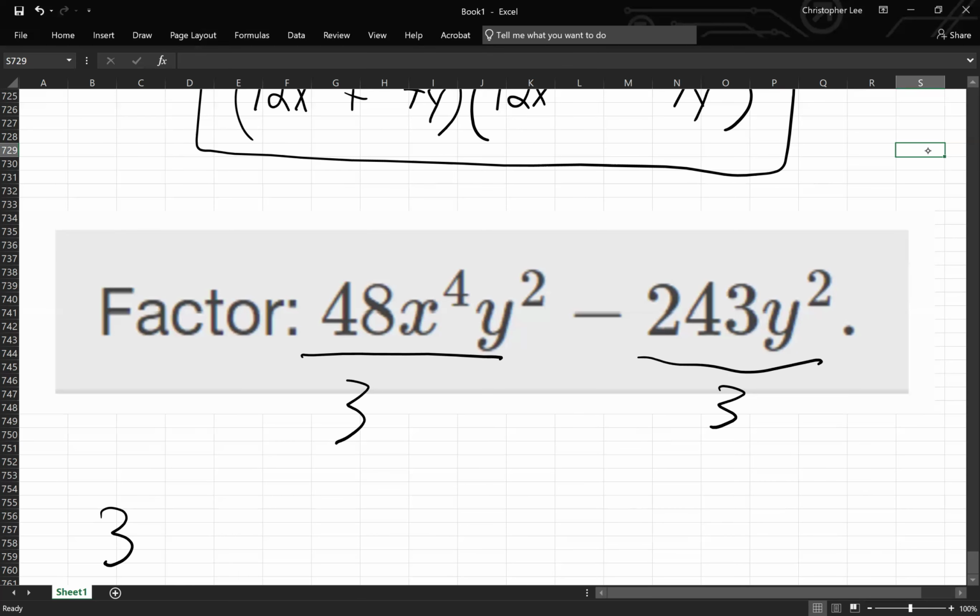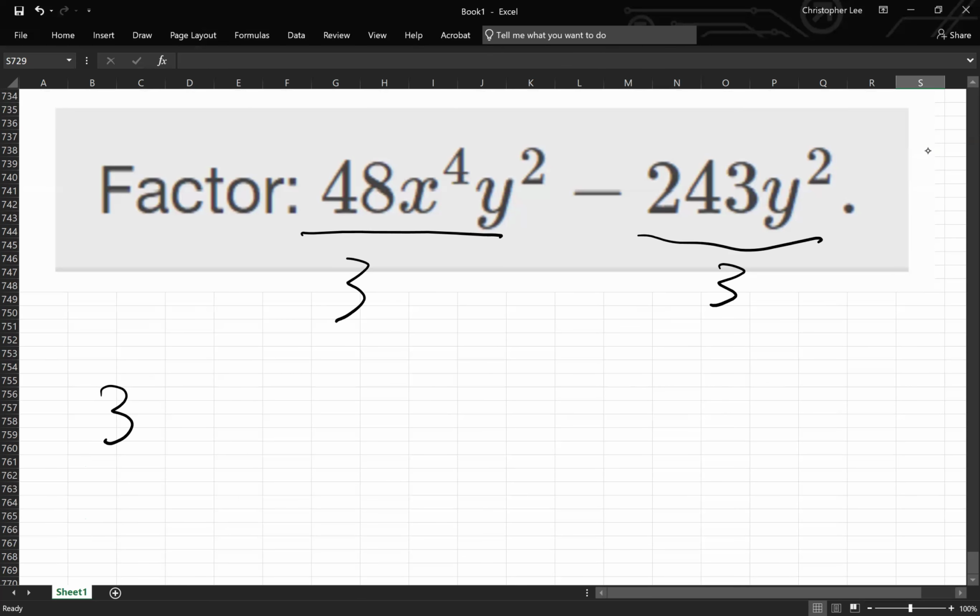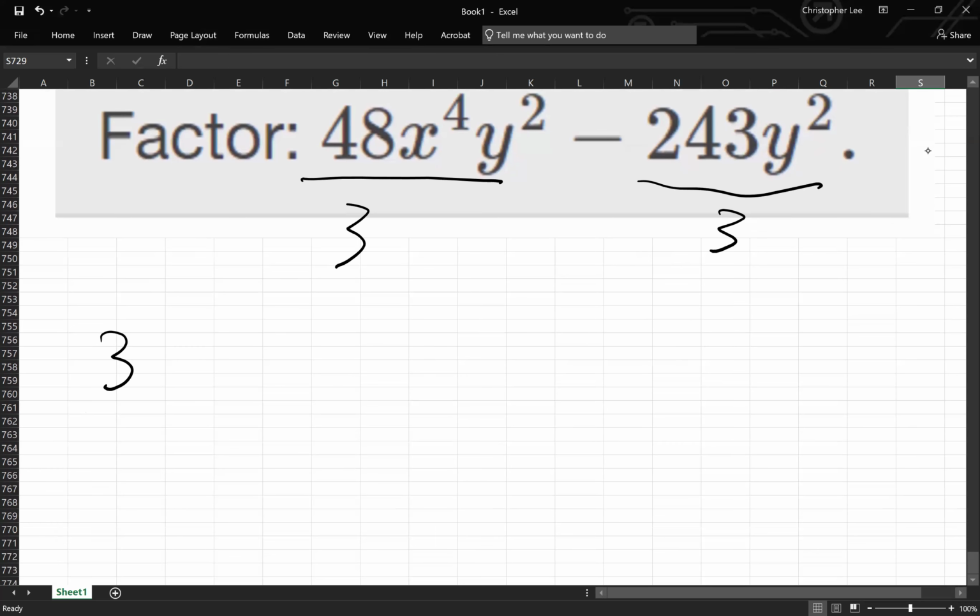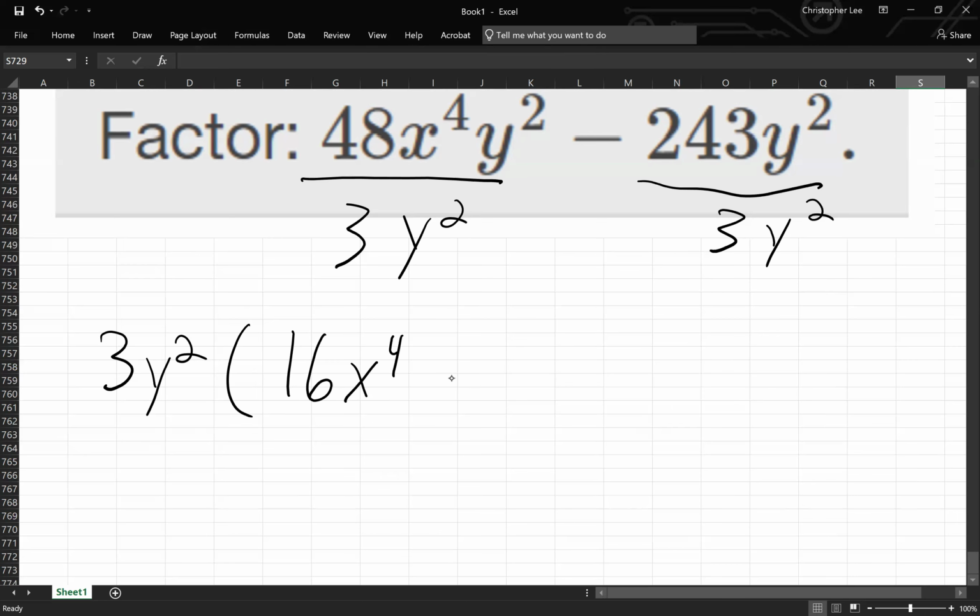I'm just filled with tricks, you know? So what else do they have in common? Both terms have y squared. Very good. It's like I'm dividing by that. So let's do the first one. 48 divided by 3 is what? 16. Very good. 16x to the fourth minus what is 243 divided by 3? 81. And then y squared, you already know cancels out. Bam. Not too bad, right?